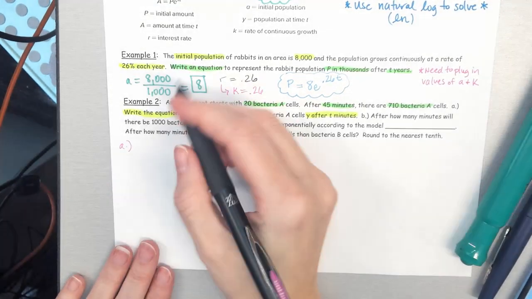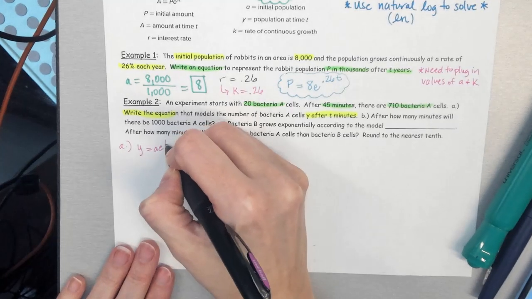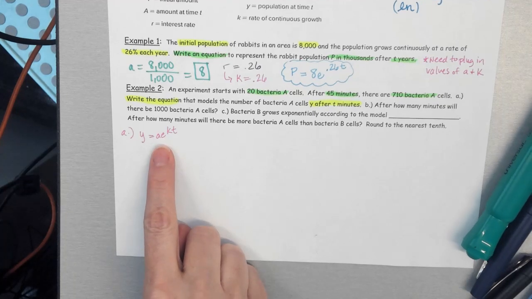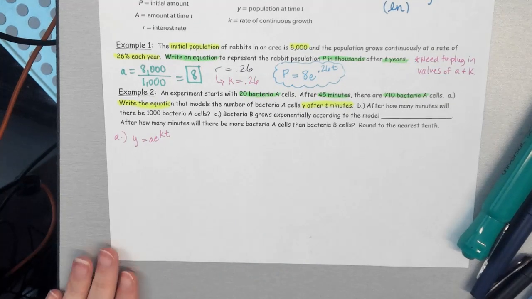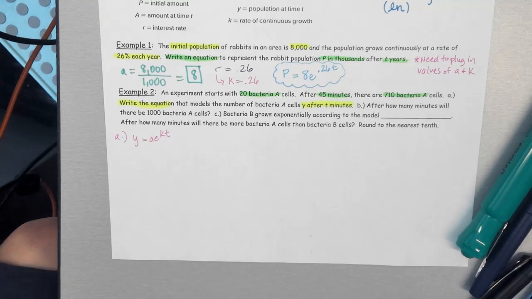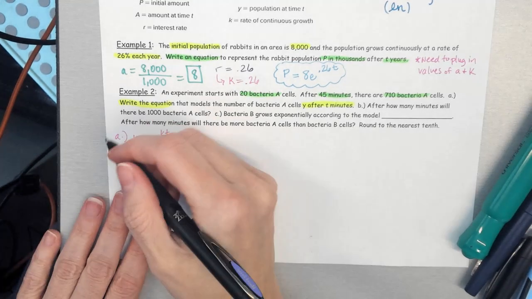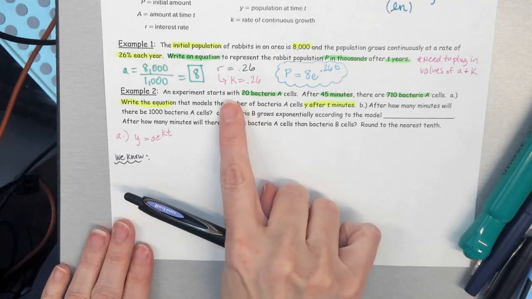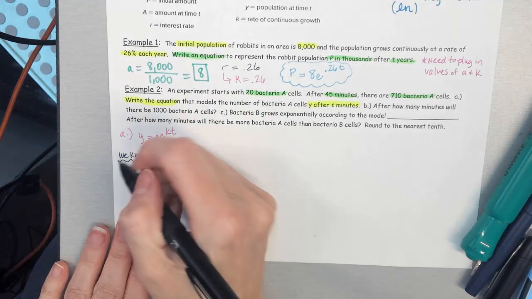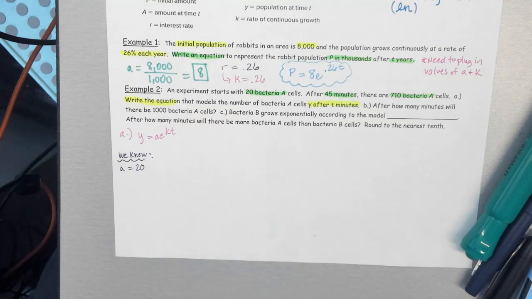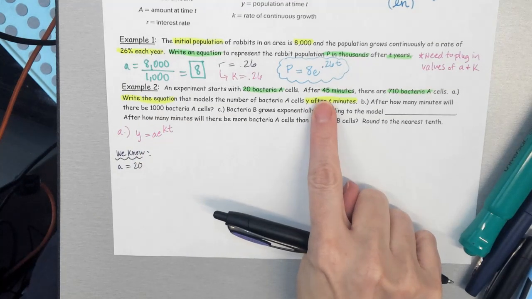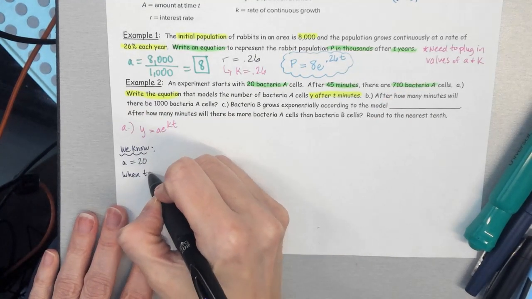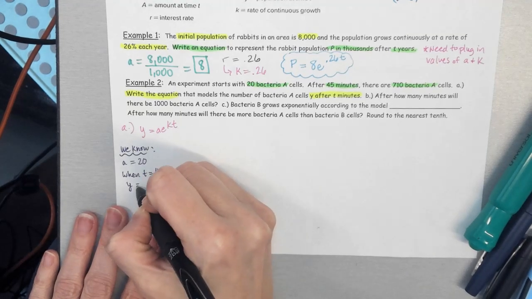Okay, so when you're writing an equation, you are writing an equation of this form. Just like we did in example 1, you are going to have to find the values of a to plug in and the value of k. So let's organize what we're given. So the variables that we know. So based on what we highlighted, it starts with 20 bacteria A cells, so that would be our value of a. And then this says after 45 minutes, there are 710. So this means when t is equal to 45, your y value is 710.